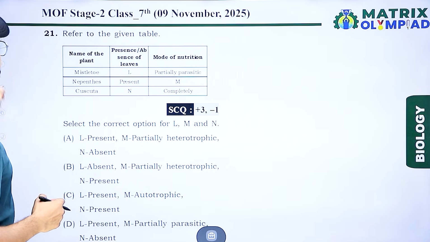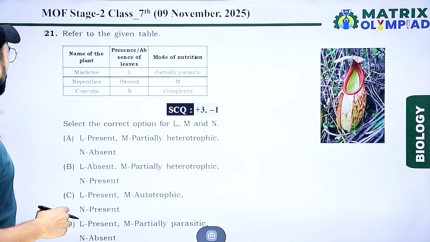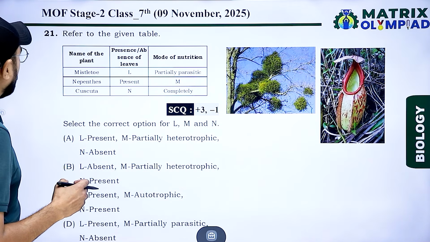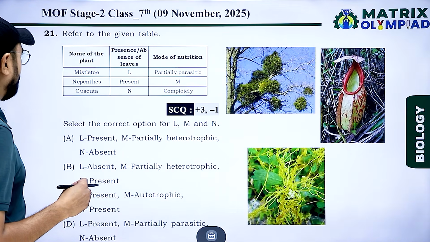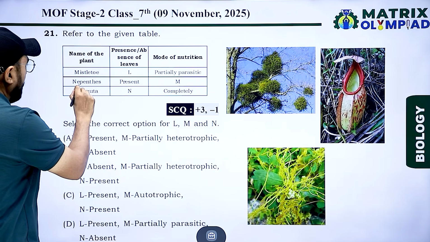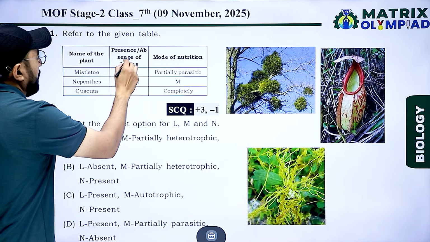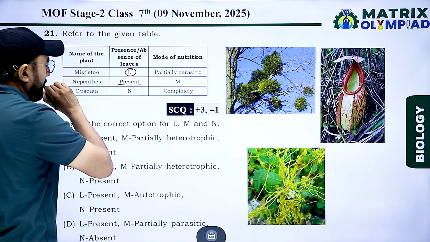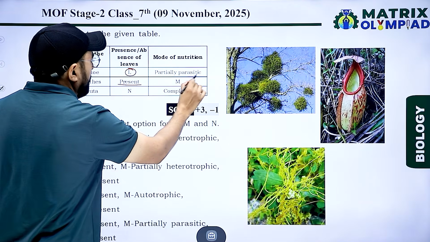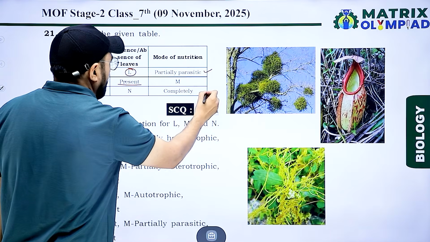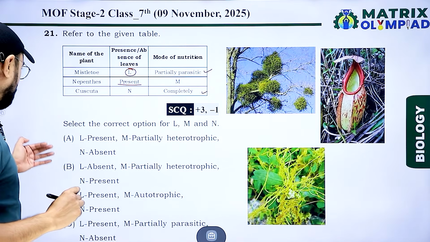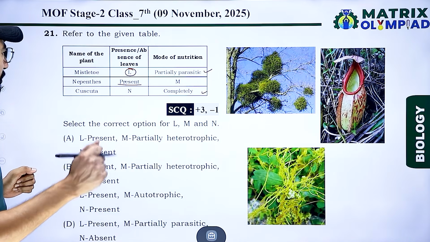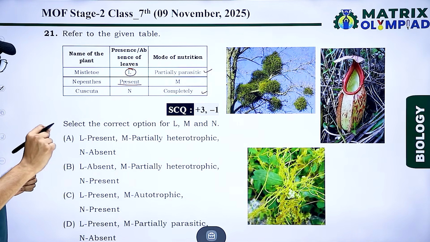Refer to the given table: name of plant, presence or absence of leaves, and mode of nutrition. Plant names: mistletoe, nepenthes and cuscuta. Presence or absence of leaves: present. Nutrition: partially parasitic and completely. Choose from the options and select the correct option for L, M and N.